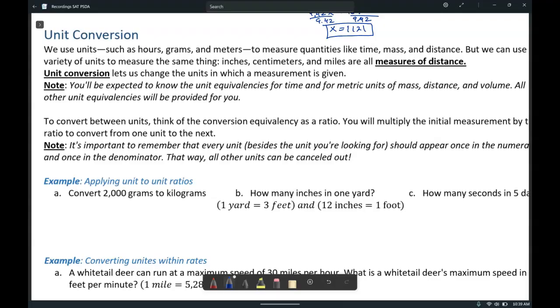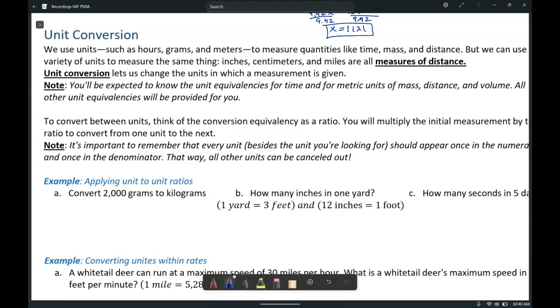and volume. So for time, you need to know there's 60 seconds in a minute, 60 minutes in an hour, 24 hours in a day, 7 days in a week, 52 weeks in a year, 365 days in a year. You need to know those basic units for time. And then you need to be able to convert between metric units with those base values.